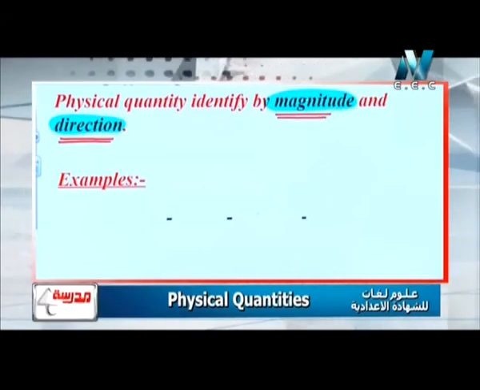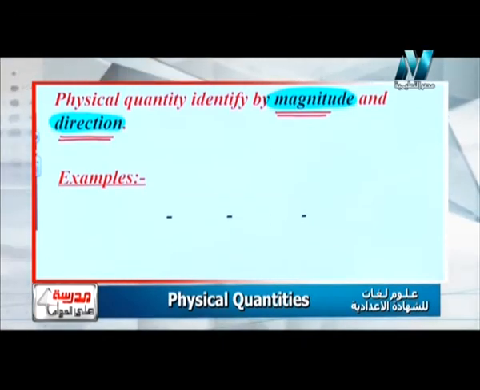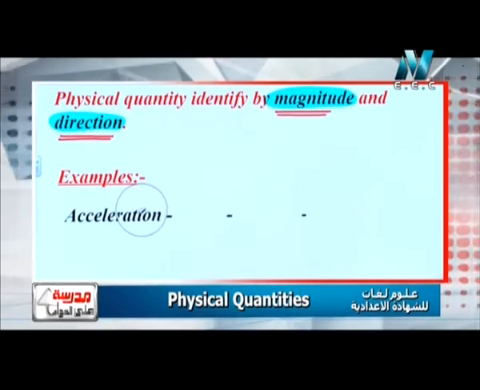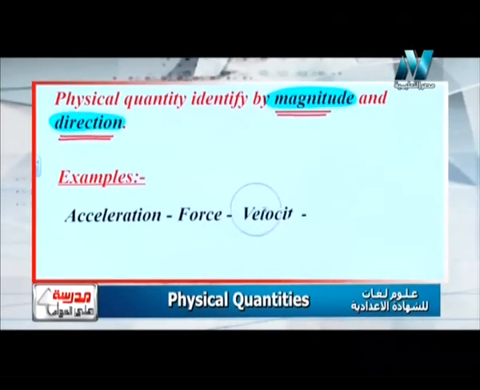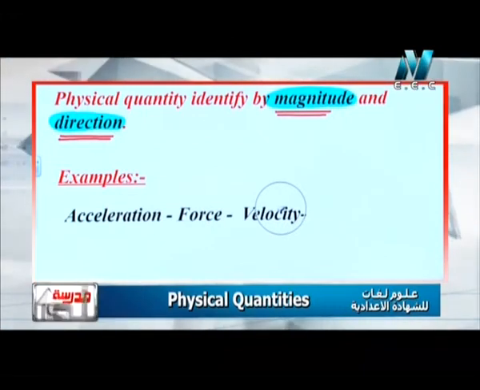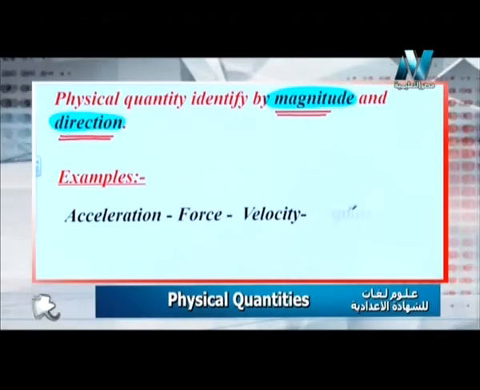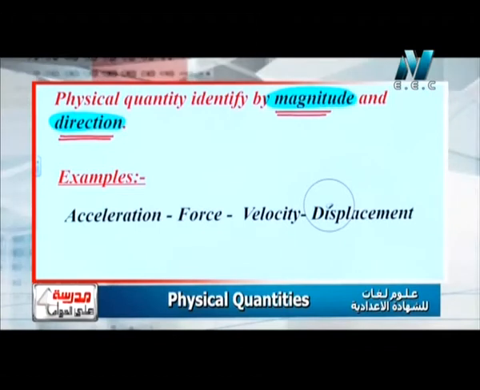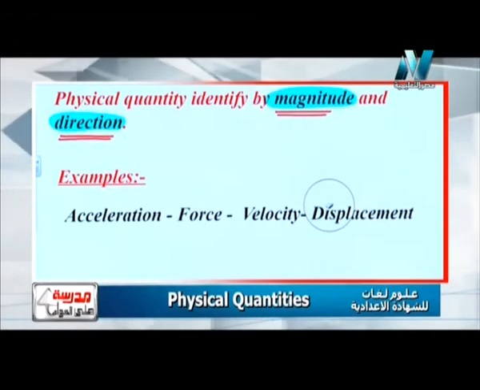We have many examples that represent vector physical quantities. As you see here, dear students, for example, number 1 is acceleration, and we studied before what is meant by acceleration. Here we have force. Here we have velocity, and some students may say velocity is like distance in measuring unit, but velocity is identified by magnitude and direction at the same time, like displacement. Displacement has two pieces of information to identify it, magnitude and direction, not like distance.